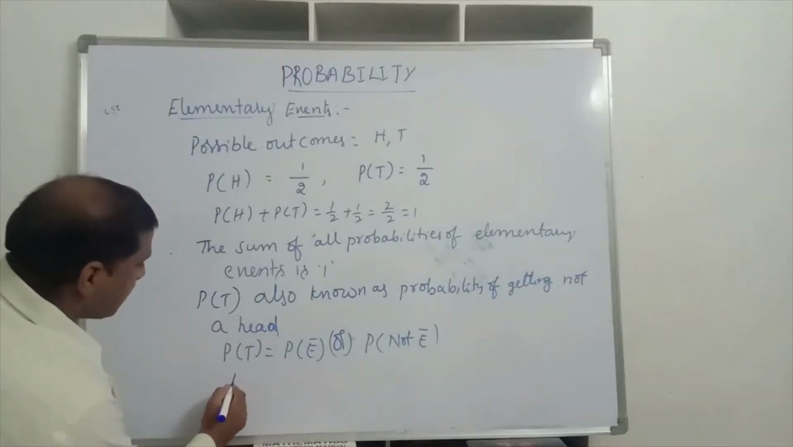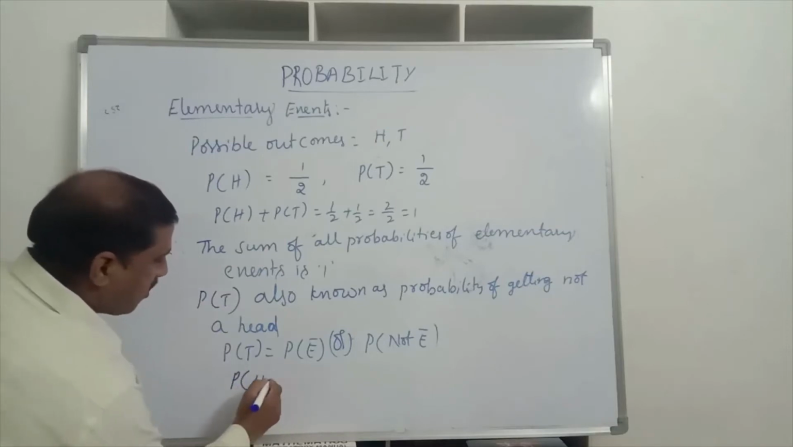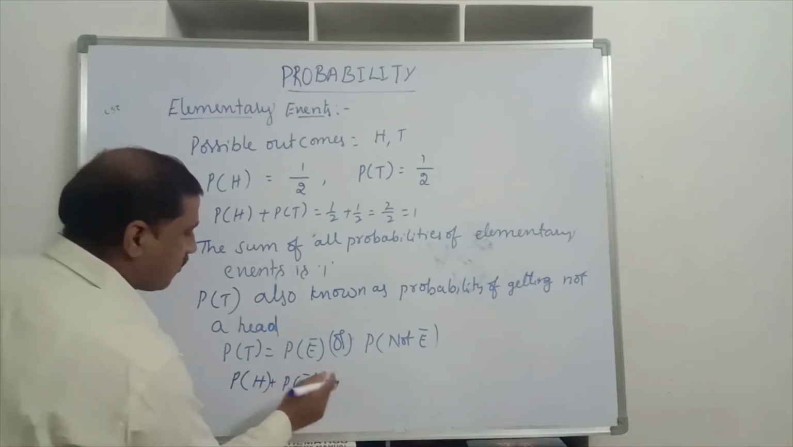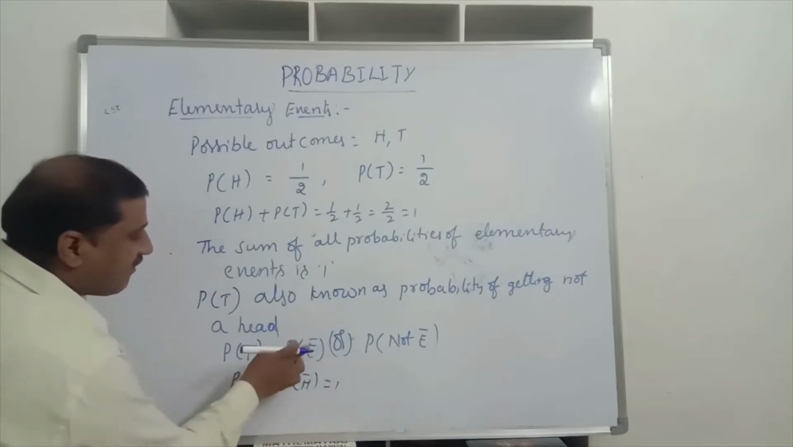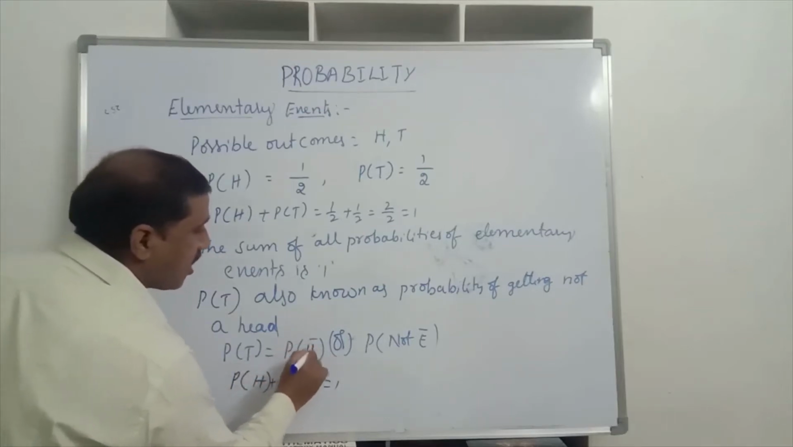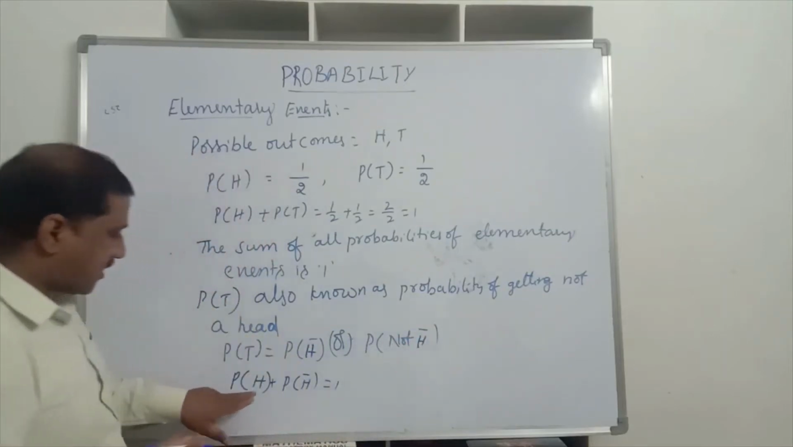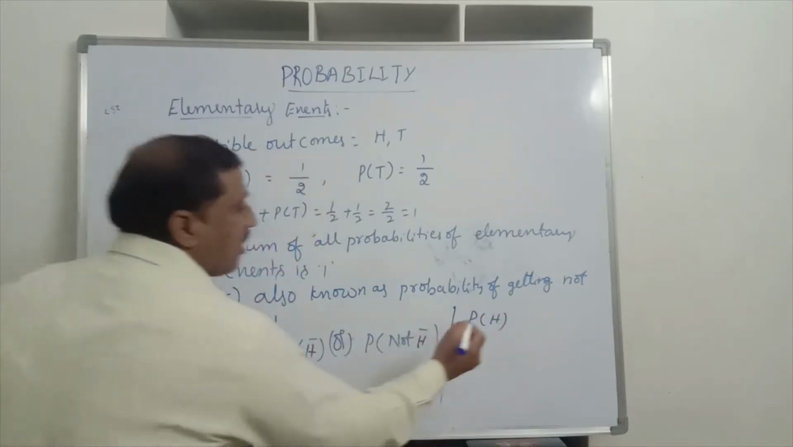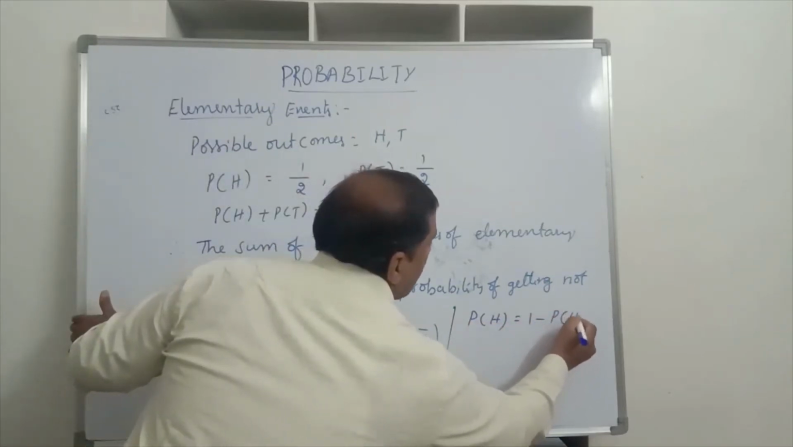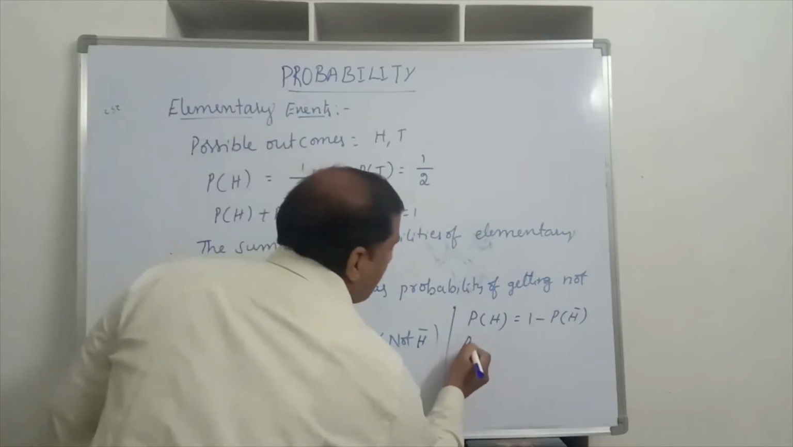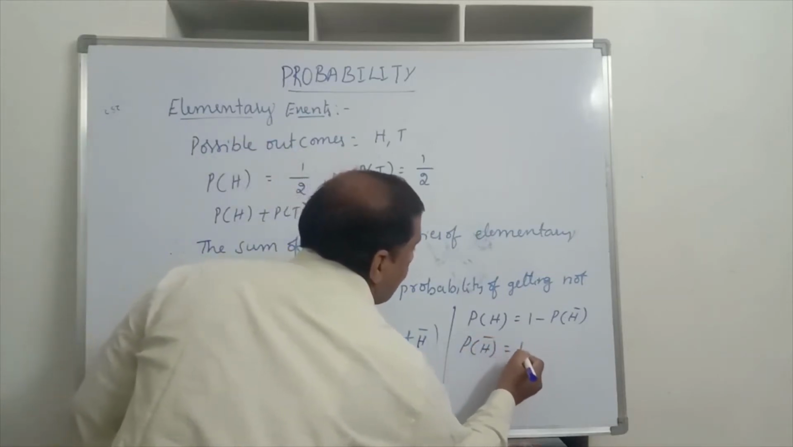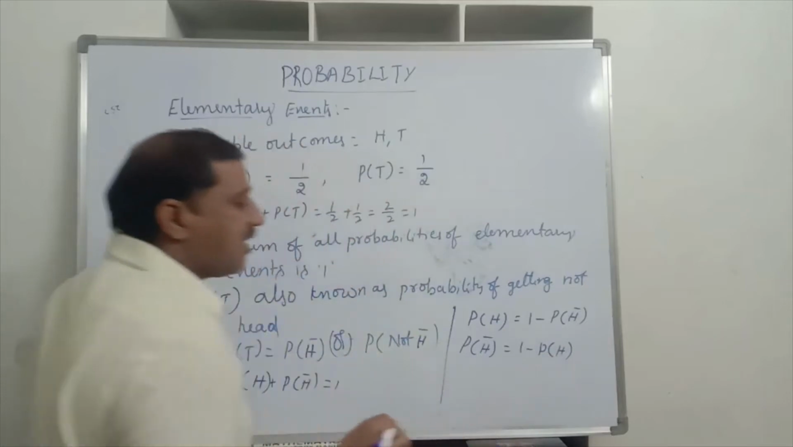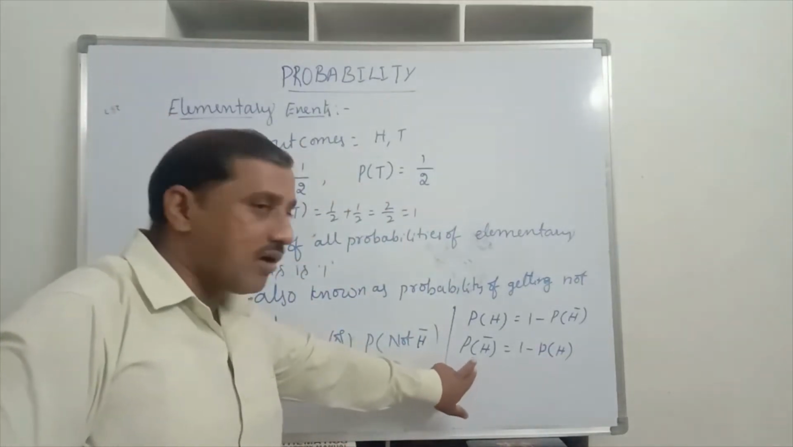Here P of H plus P of not H is equal to 1. P of E means the probability of an event; here the event is head, so replace E with H. Now from this, when we transpose to the other side, P of H is equal to 1 minus P of not H. That is, 1 minus the probability of getting not a head, which means a tail.